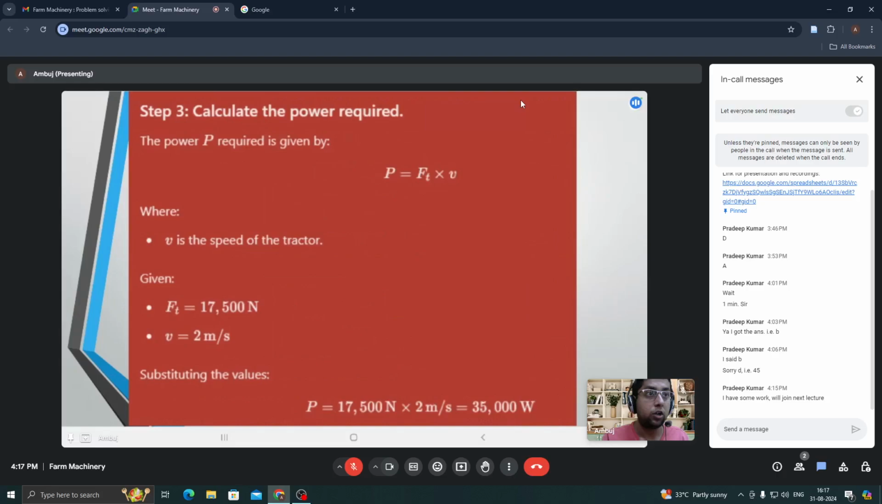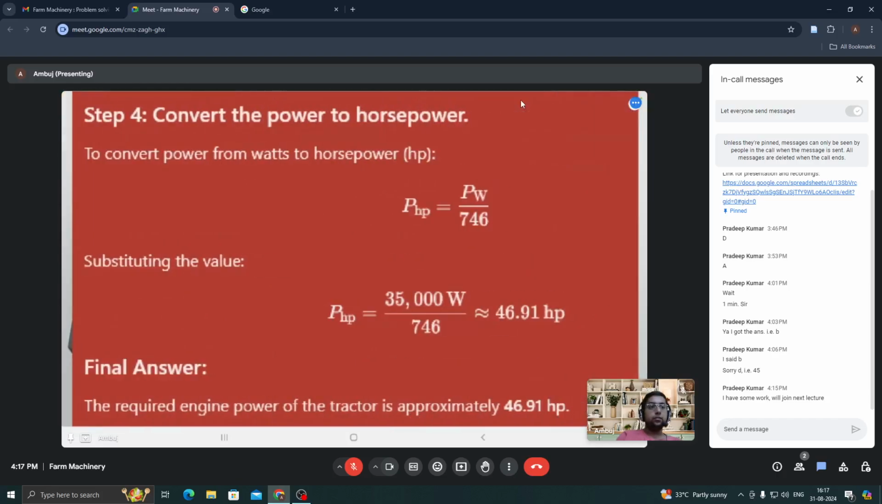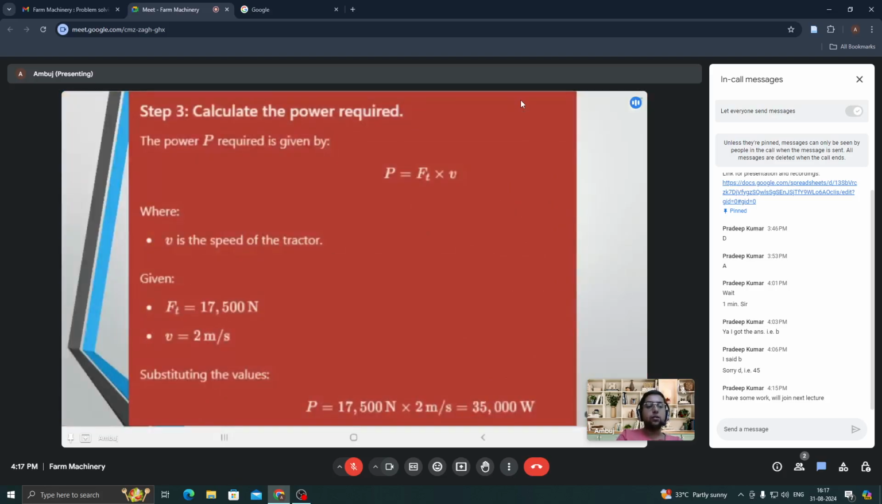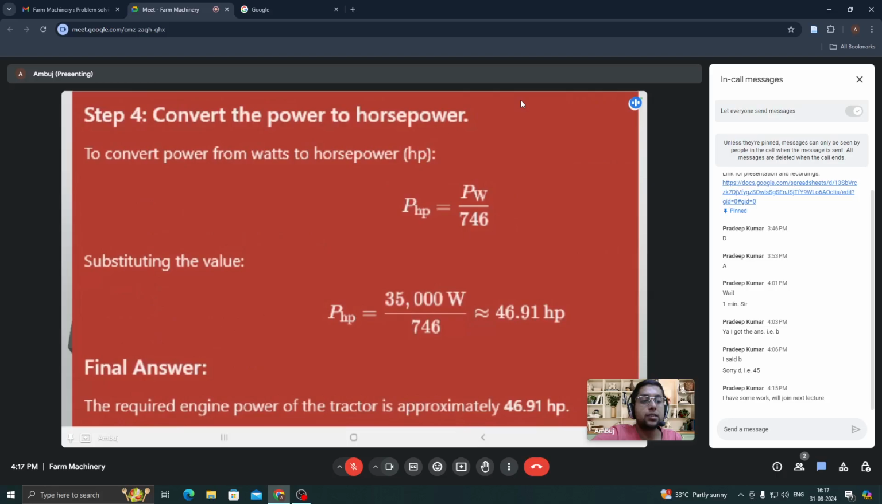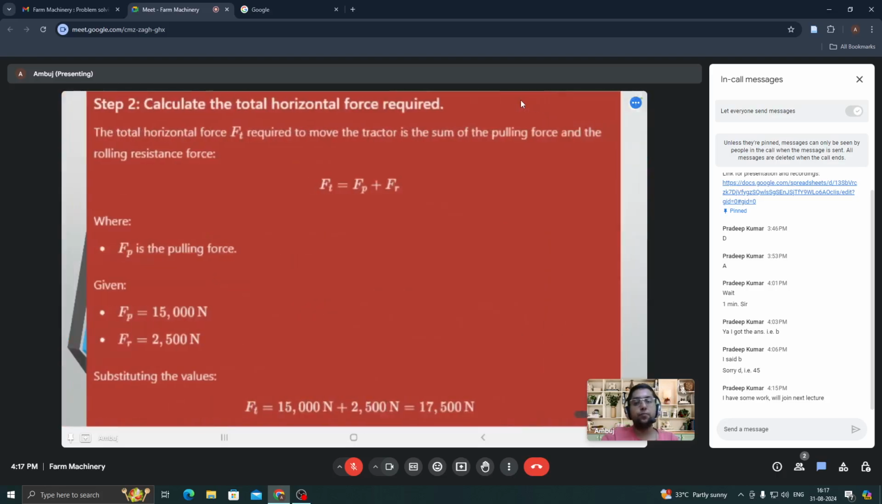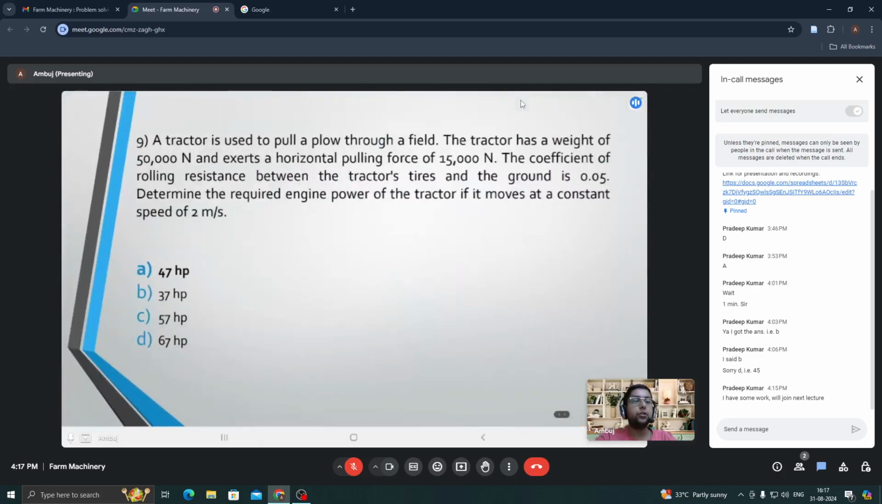Newton meter per second is also known as watt, 1 newton into 1 meter per second. Then in HP, what would be the power requirement? That will be just dividing it by 746. 17.5 kilowatts multiplied by 2 gives 35,000 watts. 35,000 divided by 746 is 46.91, so 47 HP, and my correct option would be this one.